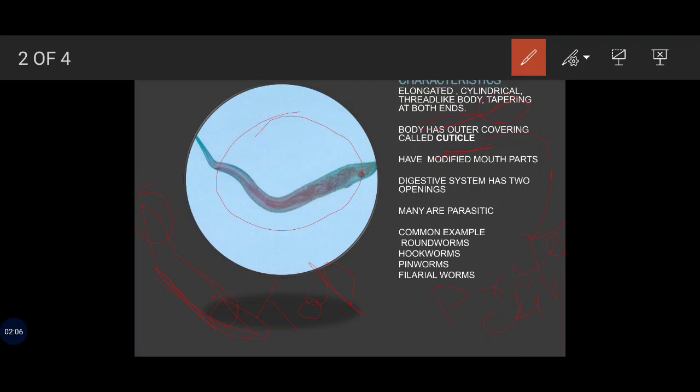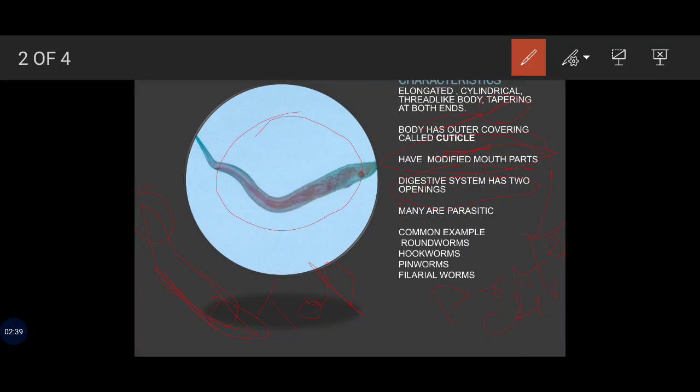Then they have modified mouth parts, obviously modified for their particular type of eating habit. Usually these nematodes are parasitic in nature and depend upon other organisms for their food. Therefore their mouth parts are modified accordingly. They have a digestive system with two openings. One opening lies near the mouth, or depicts the mouth, and the other is the anus.